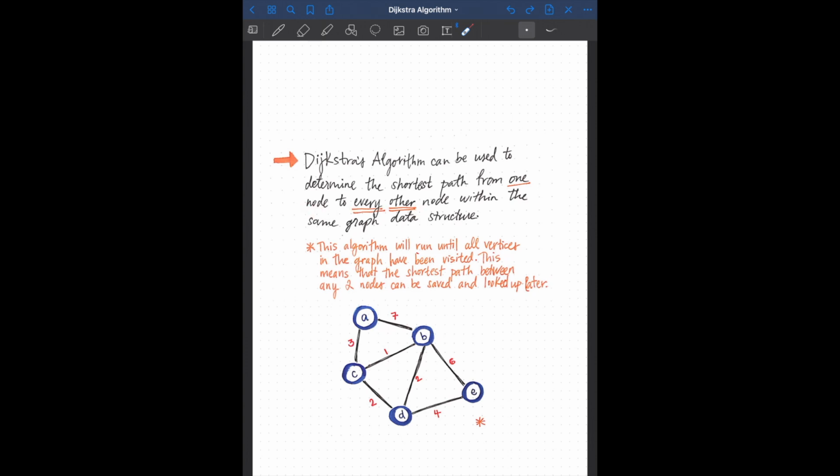For example, if we run Dijkstra's algorithm, at the end we will get the shortest distance from A to C, from A to B, A to D, A to E. We will get the shortest path from one node, that is A, to every other node within the same graph data structure. This means that the shortest path between any two nodes can be saved and looked up later. It will help us to find the minimum distance between two nodes.